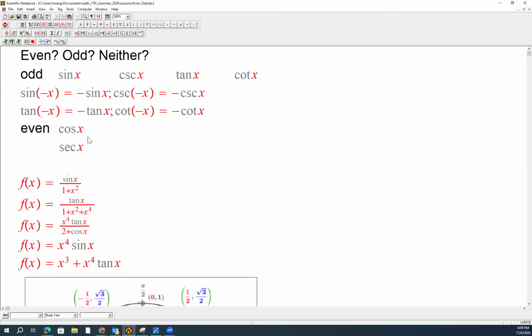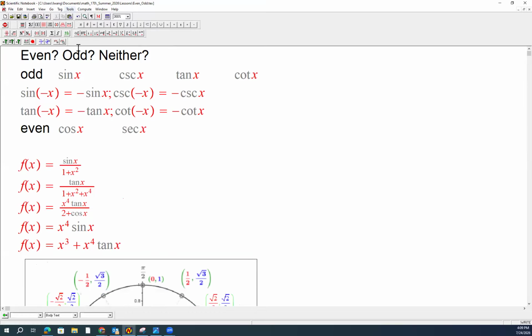Even functions: cosine of negative x is equal to cosine x, and the same is true for secant. So these will be the useful mathematical expressions that we're about to use.